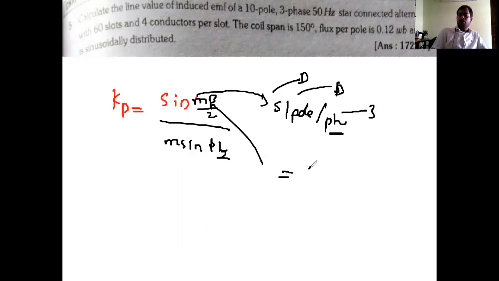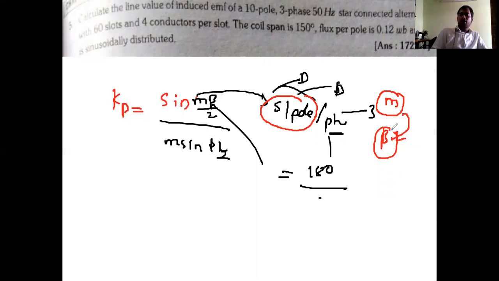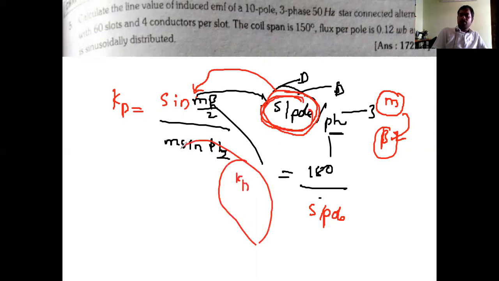Beta is equal to 180 by number of slots per pole. Slots per pole is nothing but this part, this part. So if you find the m value directly, beta also can be found using the m value, because it is 180 by number of slots per pole. Here slots per pole is available in m. While finding m, slots per pole is available here. So Kd you can find directly. For all problems, Kd can be found directly because they will give the data directly.